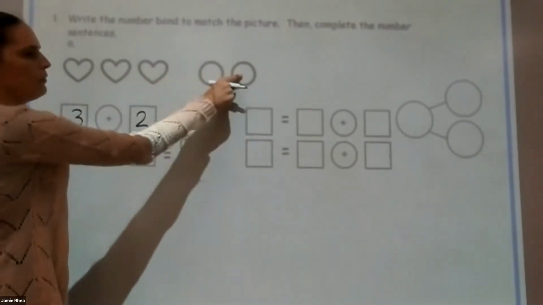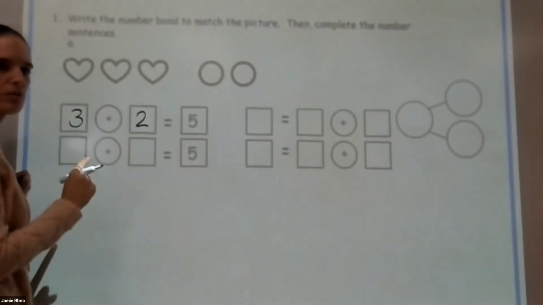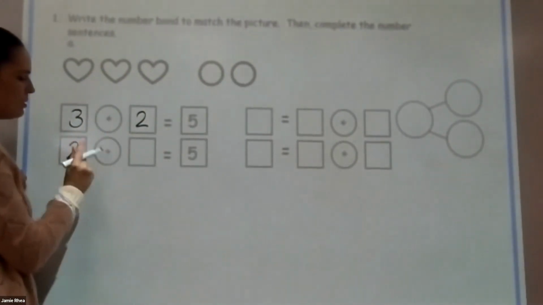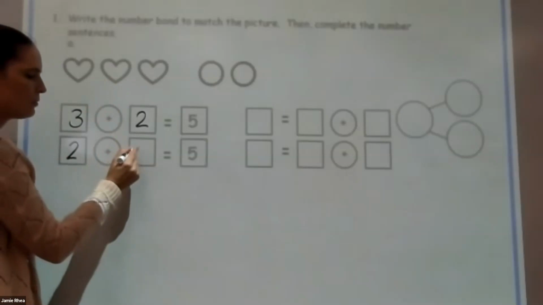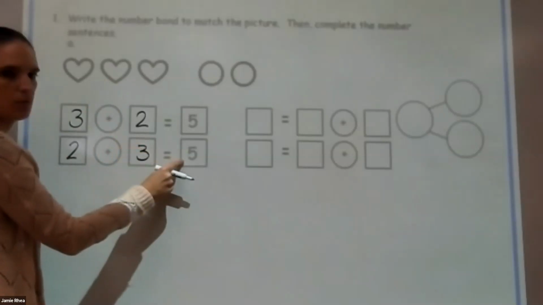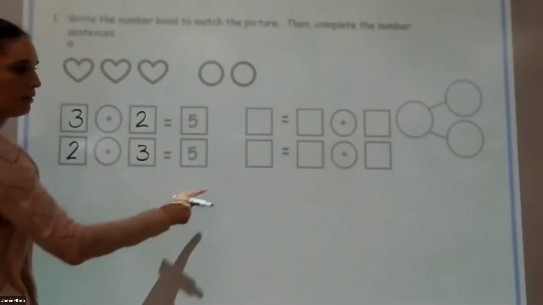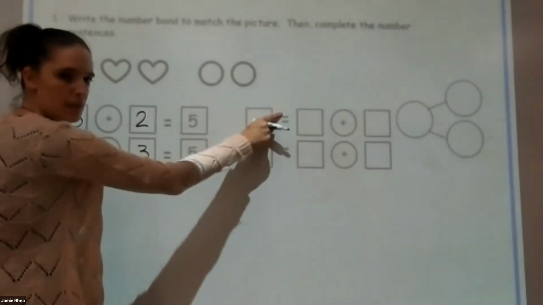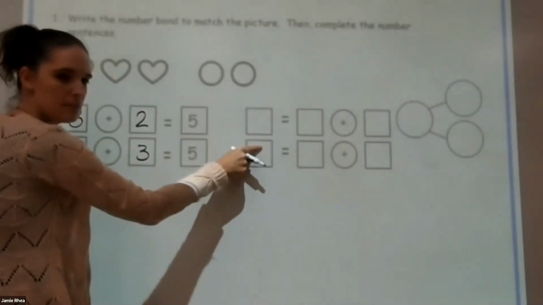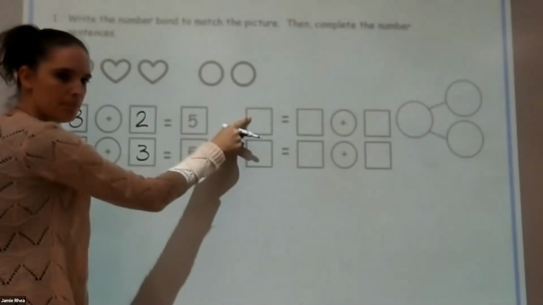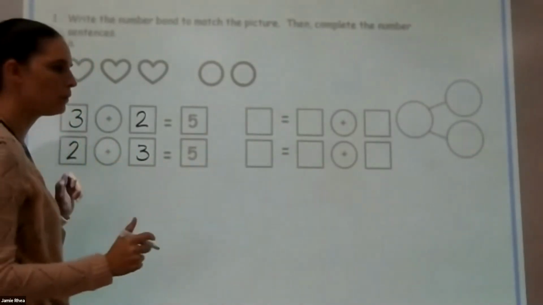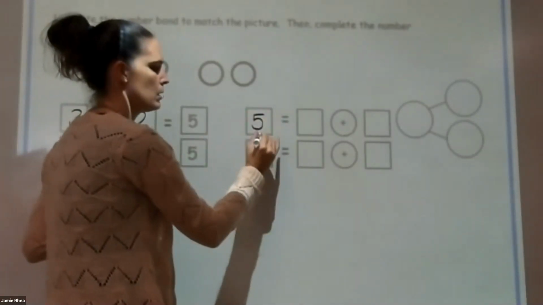3, 4, 5. Now let's start with our circles. 2 circles plus 3 circles equals 5. Now over here, look where my equal sign is. So that means my what goes here? My total. I'm going to go ahead and put my total in both of those.